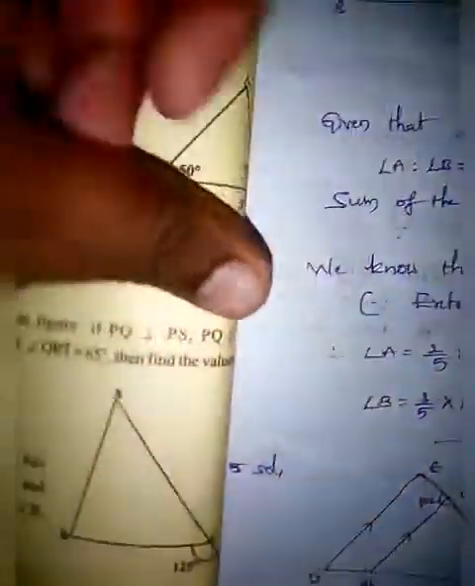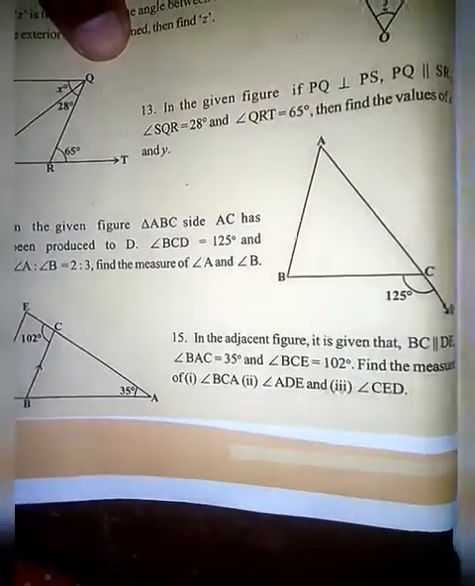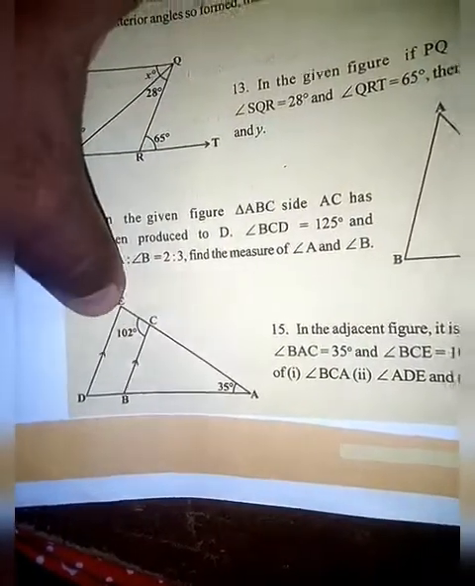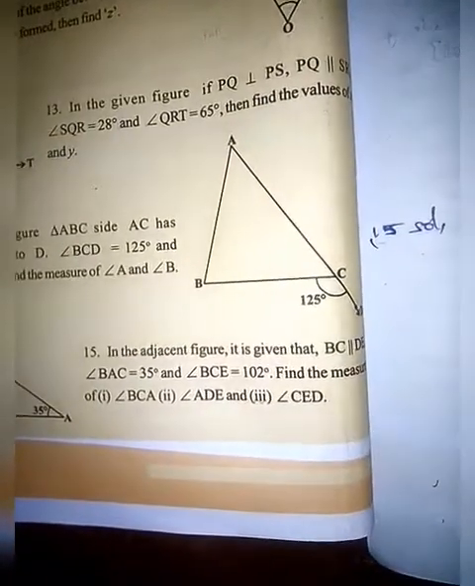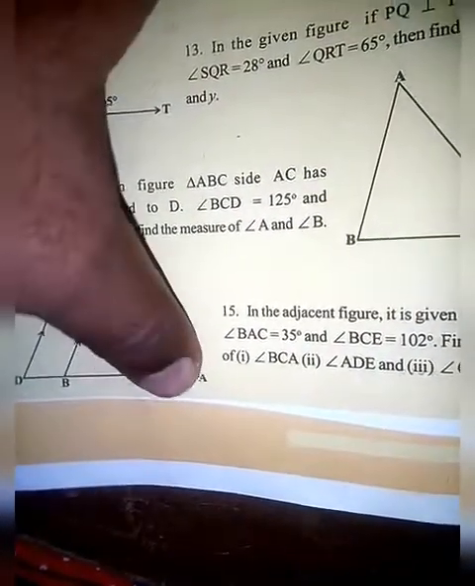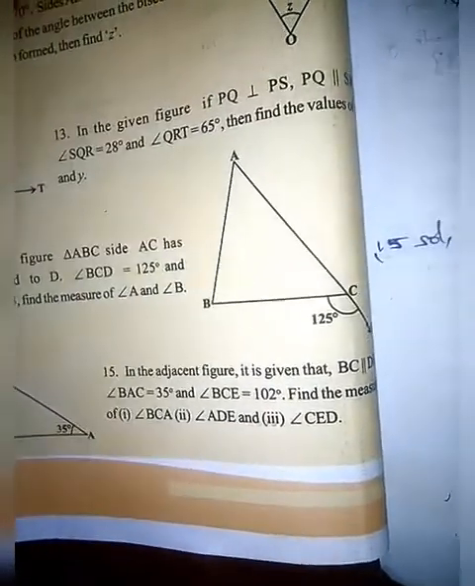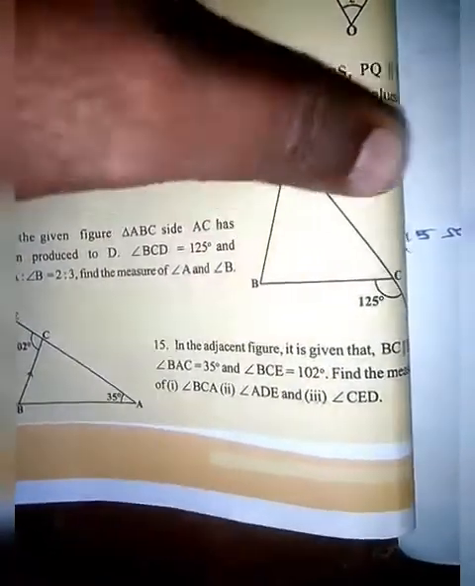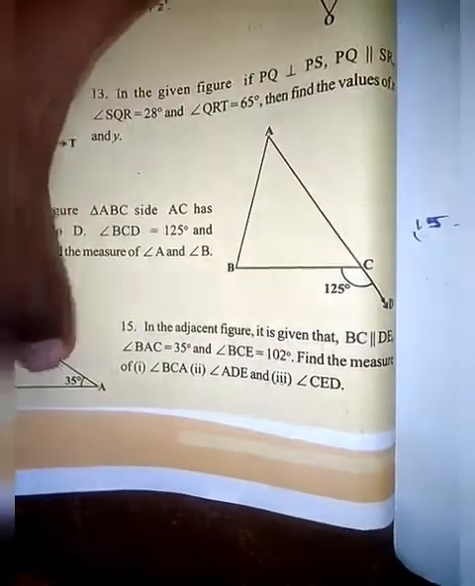Now coming to the 15th one. In the adjacent figure, it is given that BC is parallel to DE. So look at the figure here. In this figure, line BC is parallel to DE, and angle BAC equals 35 degrees. And angle BCE equals 102 degrees. So by using this information, we have to find the measure of angle BCA.